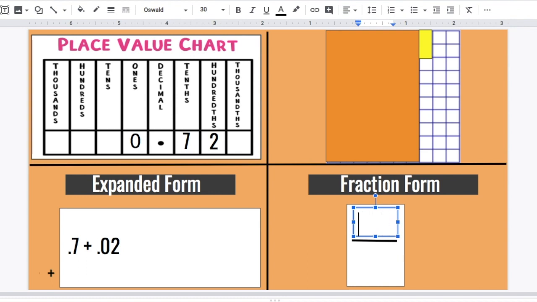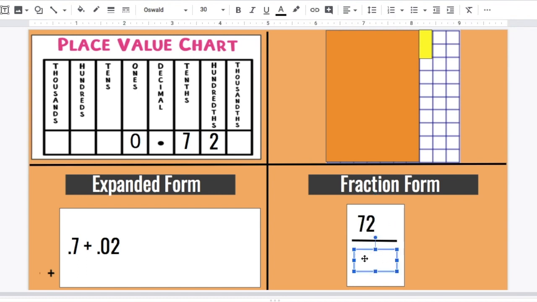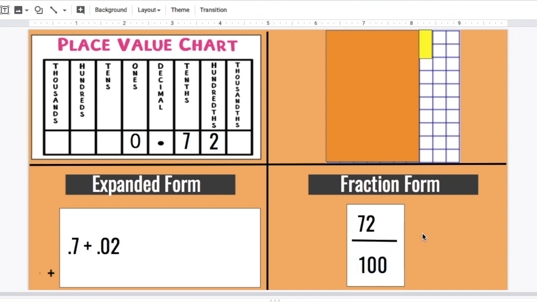I would write this as 72 as my numerator and 100 as my denominator. 72 out of 100 equal parts are shaded in, 72/100ths. In decimal form, in our place value chart, in expanded form, in fraction form, and shaded in our unit square grid.